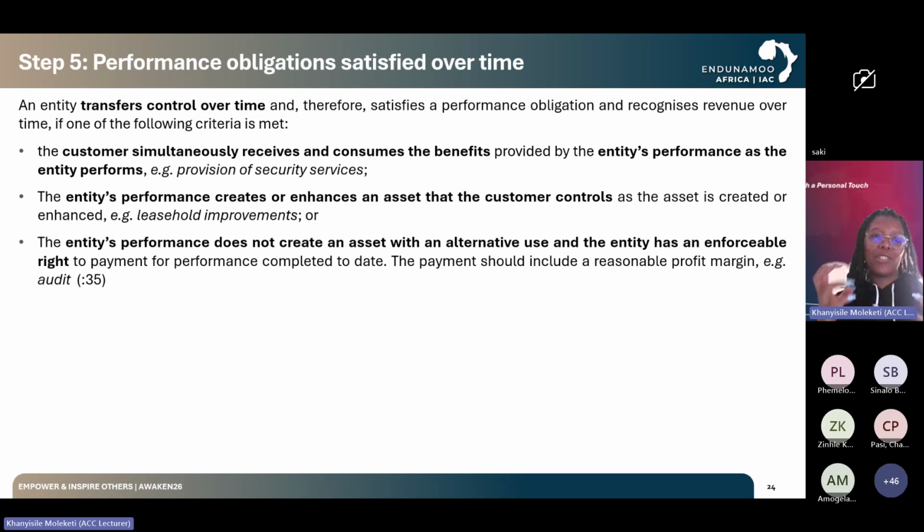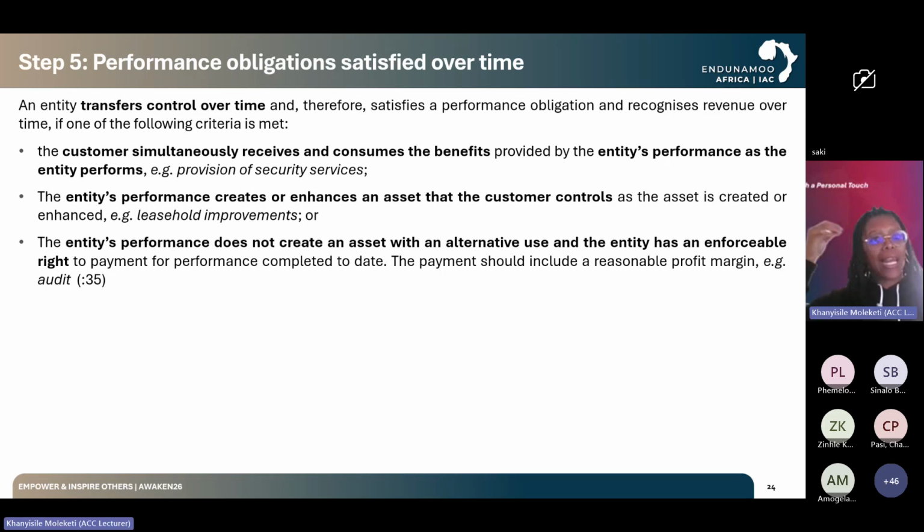Step 5 really brings into effect, or kind of shows you why they think the standard can be applied to a number of different sectors. That's the reason why we've got different criteria of how and when revenue should be recognized based on the considerations for different sectors. With step 5, revenue is recognized either over time or at a point in time. Key is we always start with assessing over time. First consideration is it recognized over time?